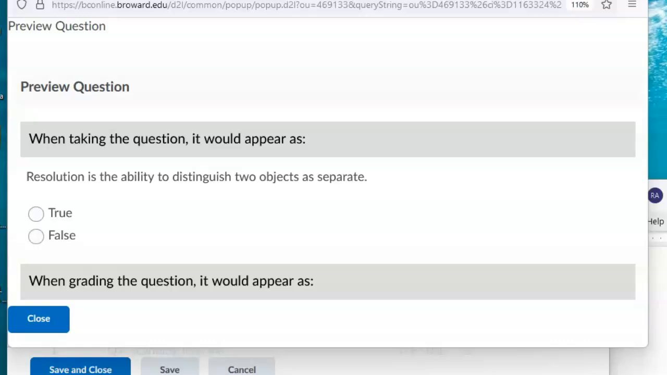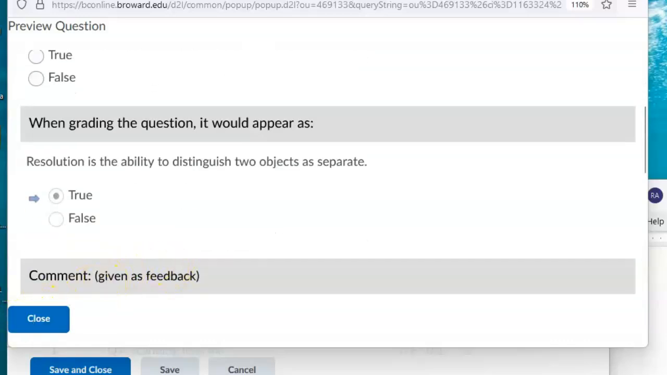If when using the microscope you are not able to distinguish two different areas in the slide, then you won't be able to see the details, right? So basically, resolution is the ability to distinguish two objects as separate. That would be the definition of what it is, right? So therefore this should be true. And that's what we have right there.